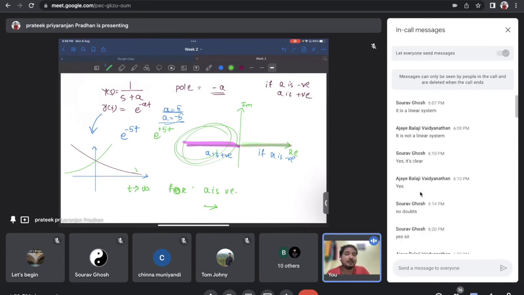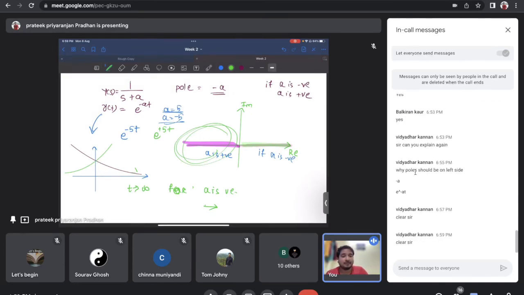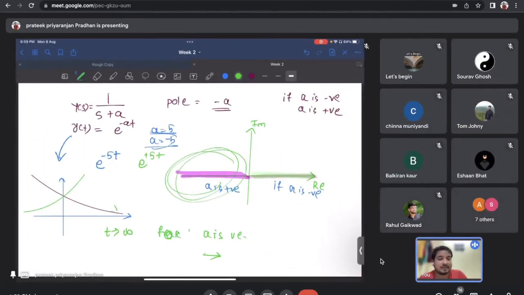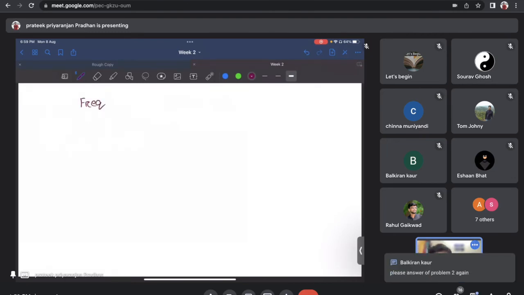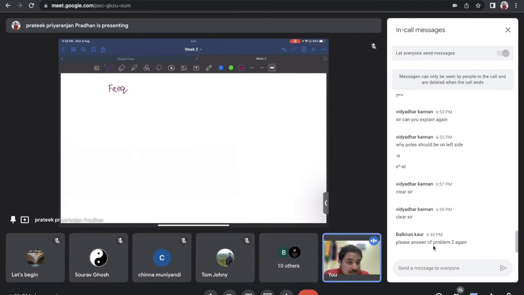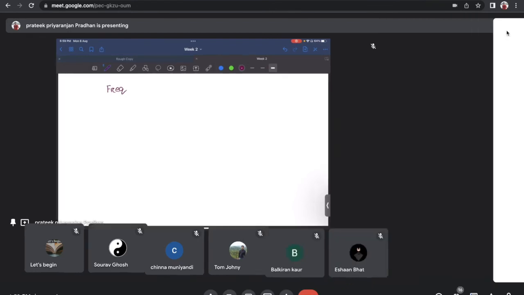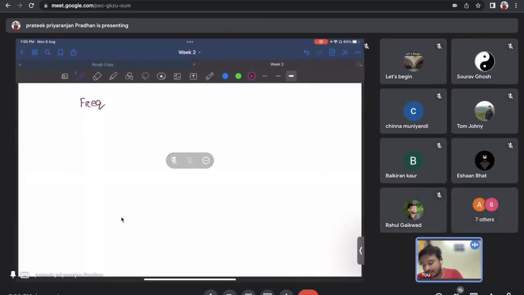One doubt I remember from the initial part of the class was regarding the application of poles and zeros. Someone asked what a pole does when we are talking in the frequency domain. And please show the answer of problem 2 again. Okay, I'll show you the answer of problem 2. One second. I'll explain these poles and zeros.